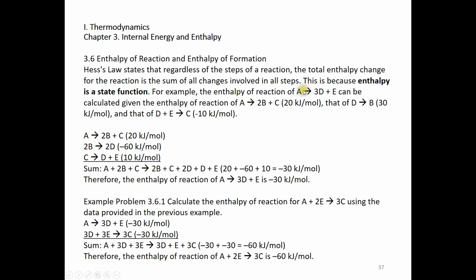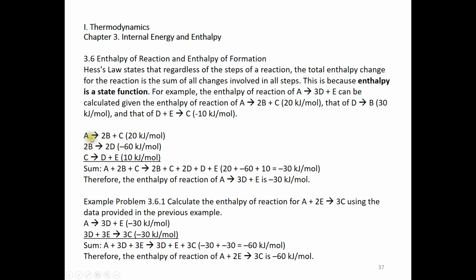And also, in this target chemical reaction, we do not see any B or C. So somehow we need to cancel this 2B. Therefore, we use this reaction from D to B. We change its direction, it becomes from B to D, and then we multiply that by 2, and that's why we multiply 30 by negative 2 here. And also we need to cancel this C. Therefore, we need to reverse the third reaction step so that C appears on the left hand side, and we need to change the sign correspondingly from negative 10 to positive 10 here.